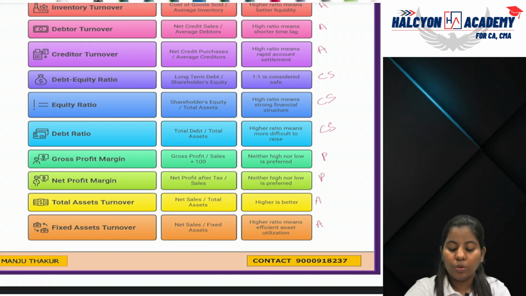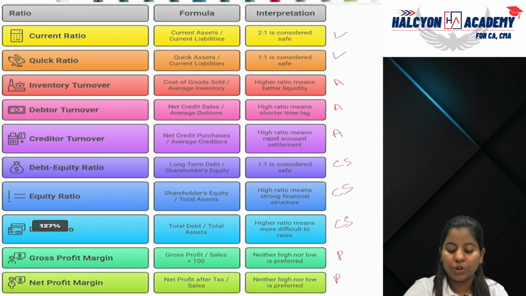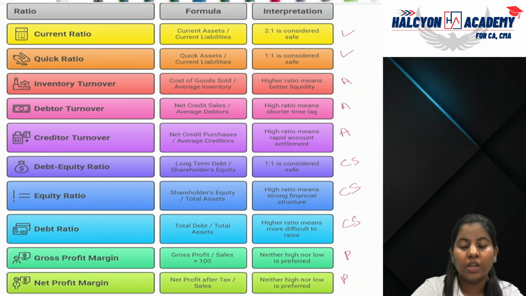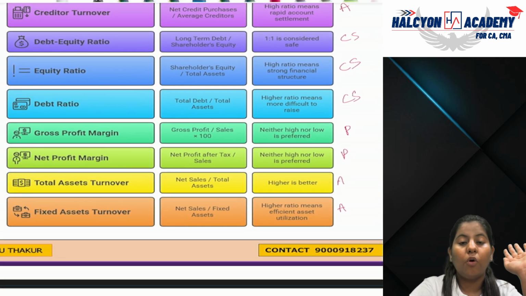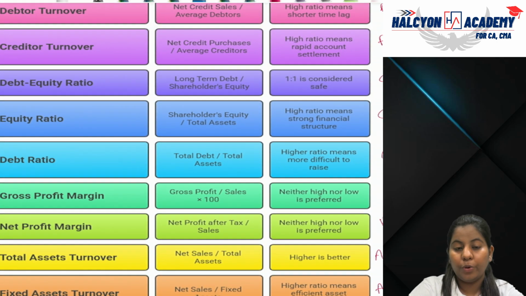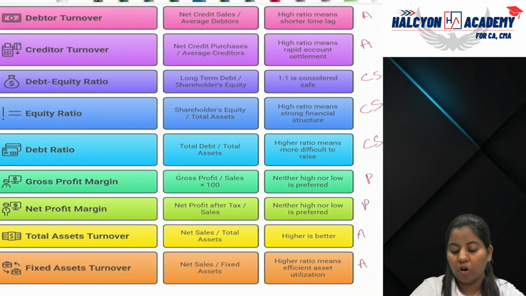So that's how we have classified all the ratios into four categories: liquidity ratios, activity ratios, capital structure ratios, and profitability ratios. In the next class, I will tell you the meaning of all the ratios along with the formula.